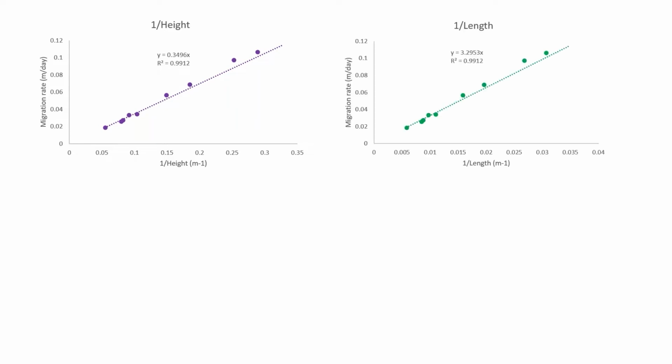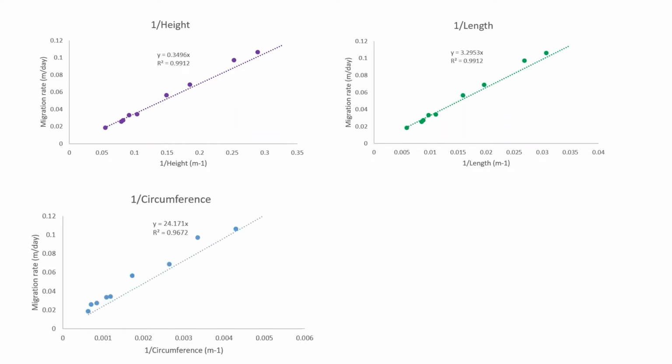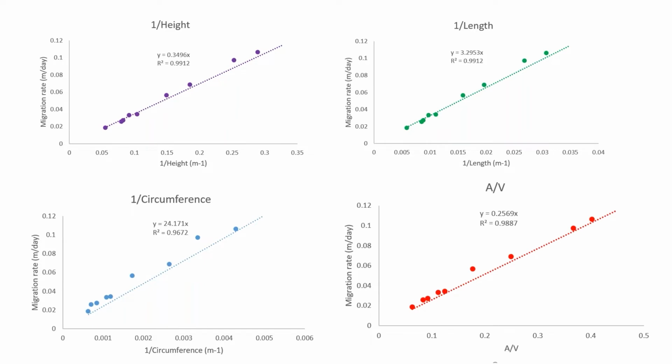So this is an example of a data set in Yemen. These are 10 dunes, and here's 1 over the height of the dune, which has a linear relationship with the migration rate. 1 over the length also has a linear relationship. 1 over the circumference, or 1 over the perimeter. All these, 1 over every one-dimensional parameter, will have a linear correlation with the migration rate. And the reason, of course, is that surface to volume ratio is controlling that.